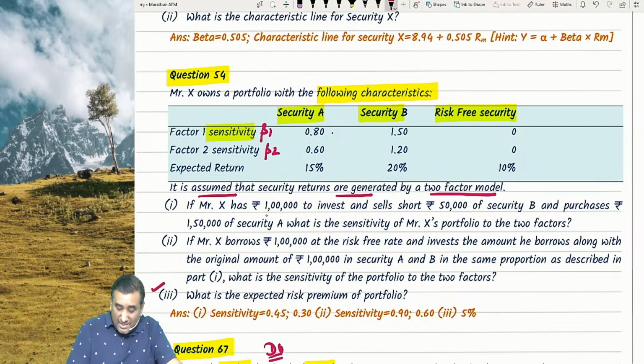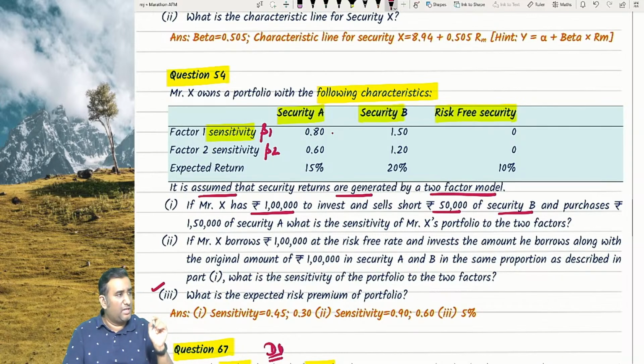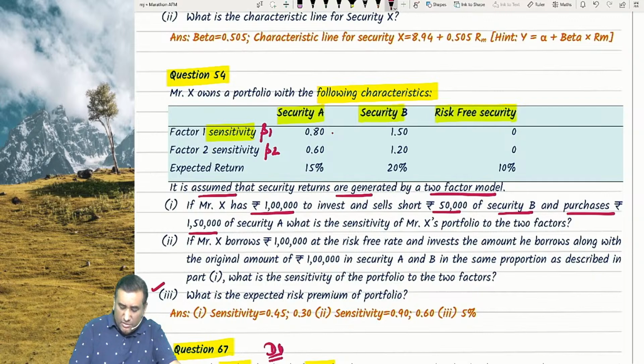He says Mr. X has 1 lakh to invest, sells short 50,000 of... Short selling is allowed in the theory world. So you have 1 lakh of your own, and you sold 50,000 of some shares which you did not have. It's as good as borrowing, although we do not call it borrowing. Basically you sold and received 50,000 and purchased 1,50,000 of security A. So the total investment was 1,50,000, in which 1 lakh was your own and 50,000 was from short selling.